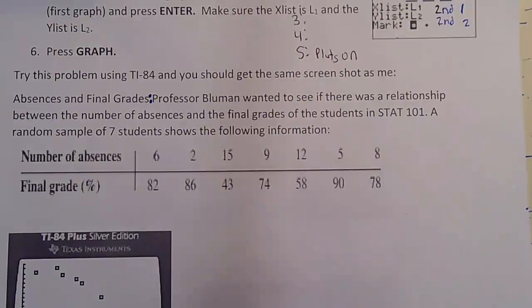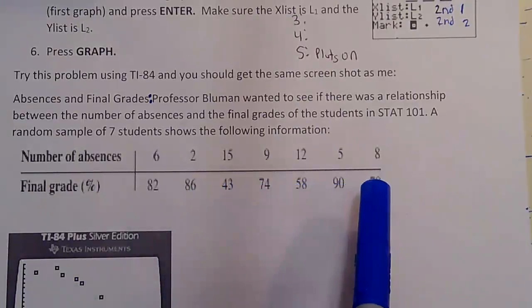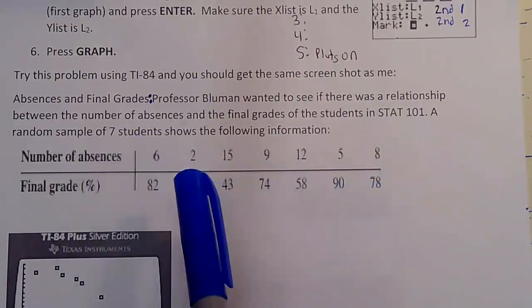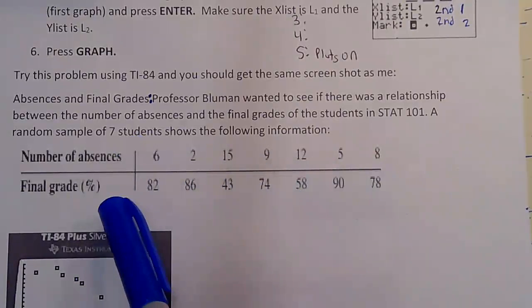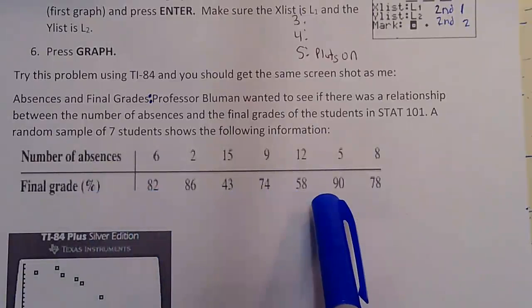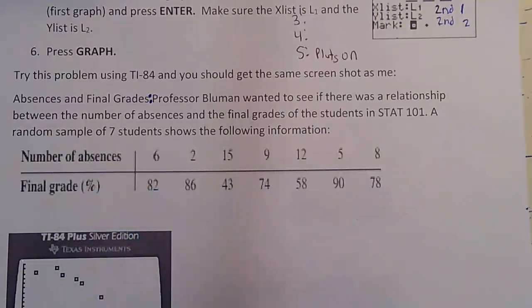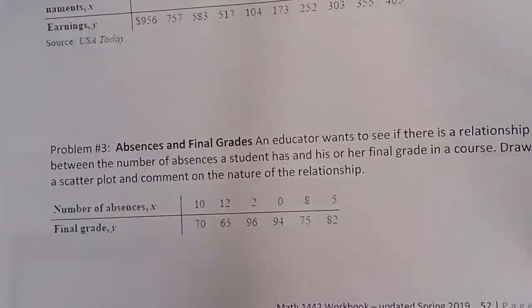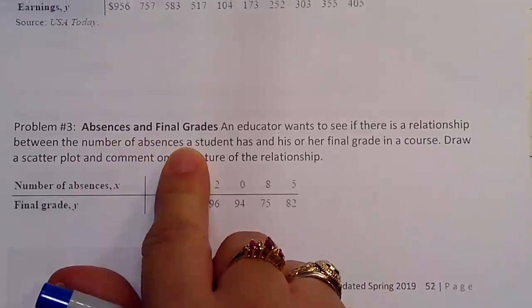And so he has 1, 2, 3, 4, 5, 6, 7. Yes, 7 students. So here are the number of absences from the students, and then here was their final grade in the course. Okay. Now, this problem is very similar. We're going to show you this one, but I just want to let you know that there's another one that's very similar to that on page 52. See, absences and final grades.